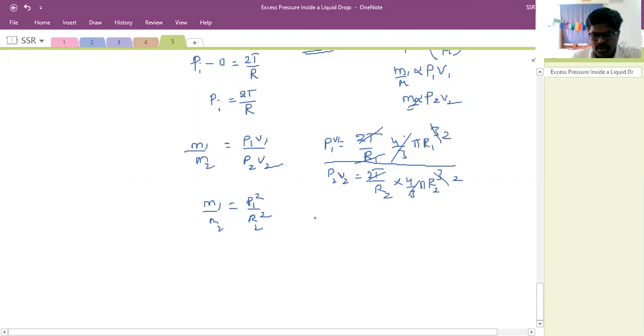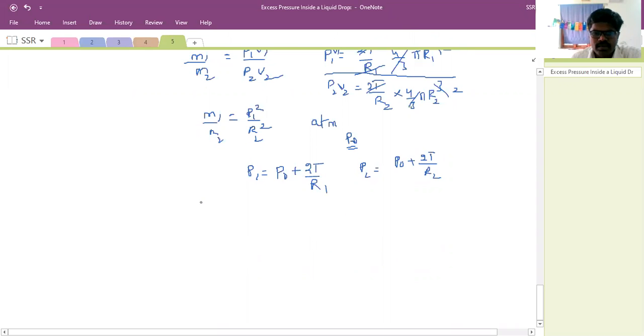What I actually said, that the outside is a vacuum, is not possible. In reality the outside is atmosphere, then it is possible. Take the outside pressure as P0, the atmospheric pressure. Then in that case, P1 is equal to P0 plus 2T by R1, the inside pressure. P2 is equal to P0 plus 2T by R2. So in that case, how will the ratio of masses be?